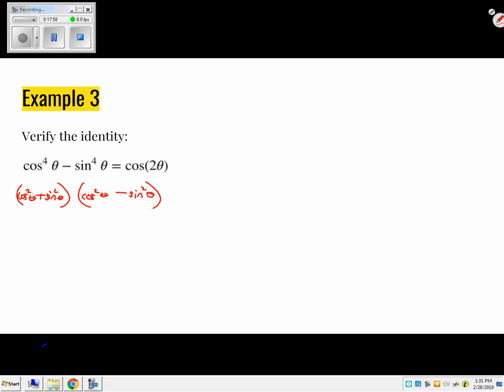Which one equals 1? This equals 1, right? That's my first Pythagorean identity. So I have 1 times cosine squared theta. We're done. That doesn't look like that. Ah, this is my first double angle cosine formula, wasn't it? Did you not write them down? Cosine squared theta minus sine squared theta equals cosine 2 theta.